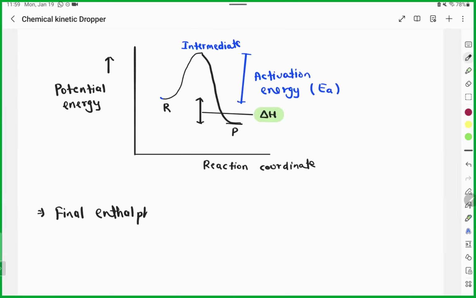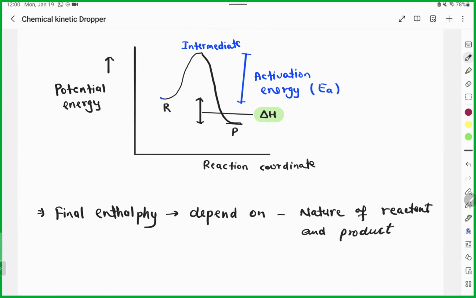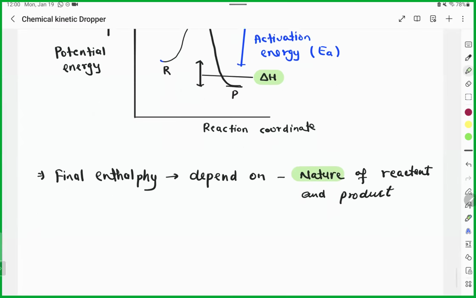So Gibbs free energy, or the final enthalpy, will depend on what? It will depend upon the nature of reactant and product. And this will decide whether your reaction is spontaneous or non-spontaneous.